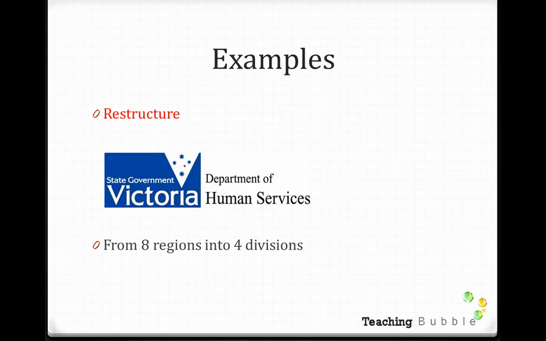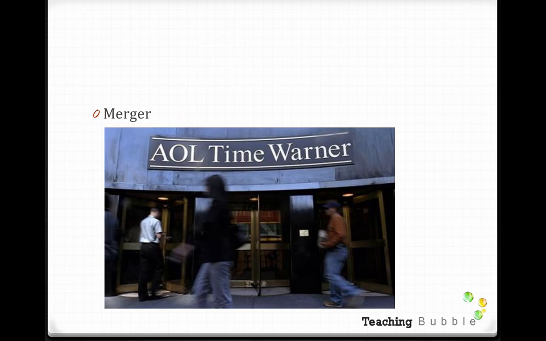So here are some examples. There's a large one, a restructure. The Department of Human Services recently, within the last 12 months, has gone through a restructure where they used to be structured as 8 regions. They got rid of those regions and they're now into 4 divisions. It can be a merger. That's another large change, where AOL and Time Warner joined together. We'll get into what mergers are later on.